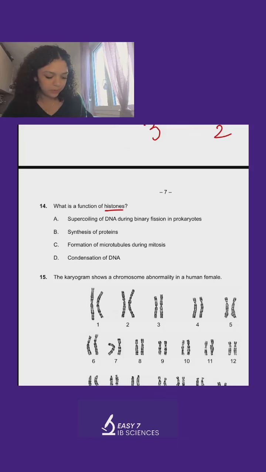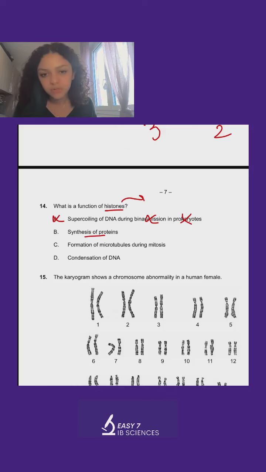So the supercoiling of DNA during binary fission: prokaryotes don't have histones. And prokaryotes replicate via binary fission. We know that histones are not in prokaryotes, right? So it cannot be this, because there are no specific histone proteins in prokaryotes. That's why we can cross out A. Next, it says synthesis of protein. You could fall for this trap. Maybe they're thinking the student is confusing it with a ribosome because ribosomes help with the synthesis of proteins. No, they're the site of the synthesis of proteins.